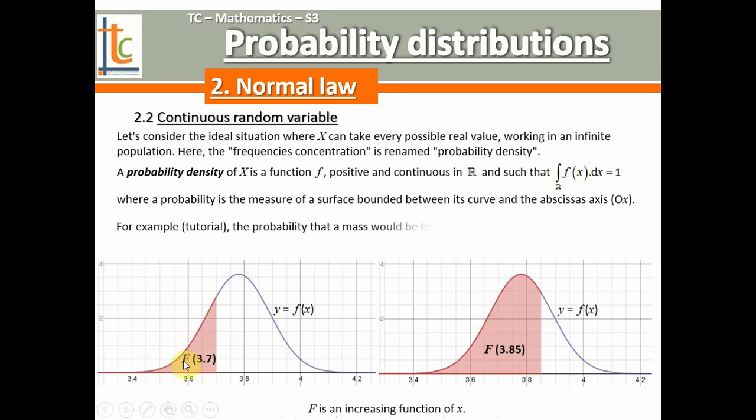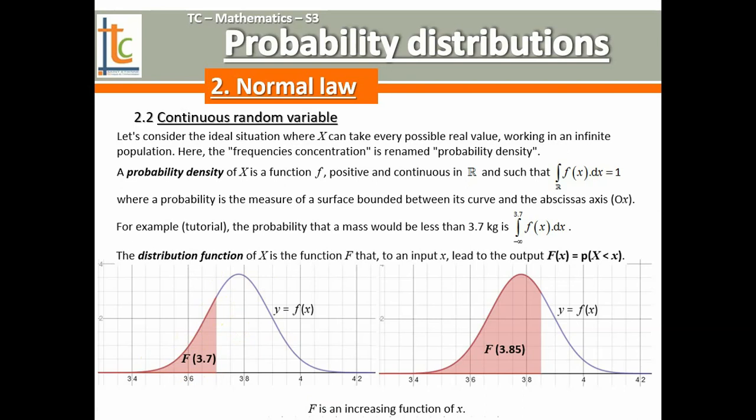So this uppercase F is named the distribution function of x. Okay, so the sentence just appeared. So F of x is simply the probability of X to be less than the value x, lowercase x. So you've got here, if we stop at 3.7 on the axis, uppercase F of 3.7, the probability to be less than 3.7. Here, if we stop at 3.85, you've got in pink the probability to be less than 3.85.